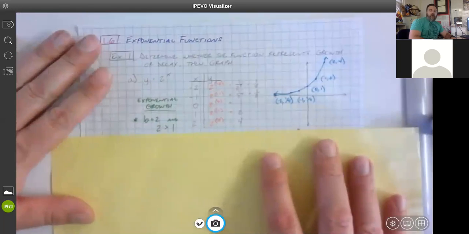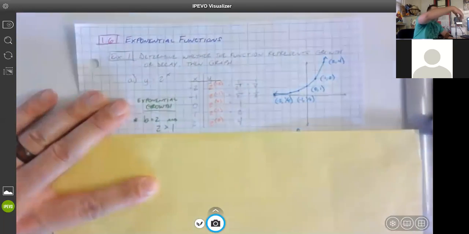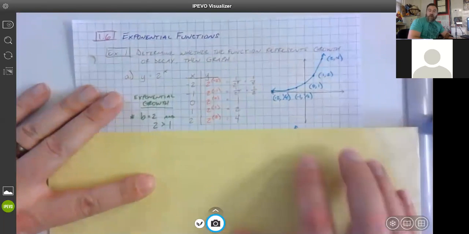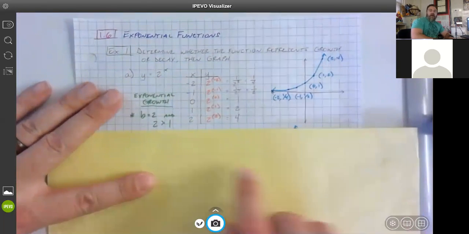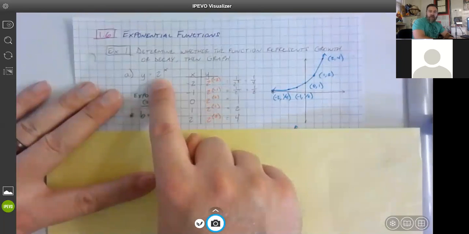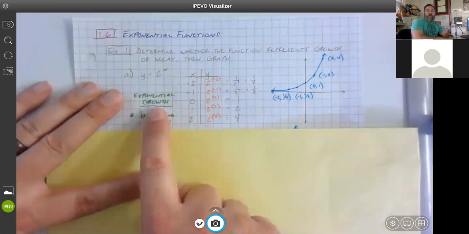Okay, so this is our same question. We're given y equals 2 to the x power, and we're asked to graph it. Well, first we're asked to determine whether it's growth or decay. And so the base of the exponent, that 2, is going to determine whether or not it's growing or decaying. The simple thing I have to do is compare it to 1. 2 is bigger than 1, therefore it's exponential growth.